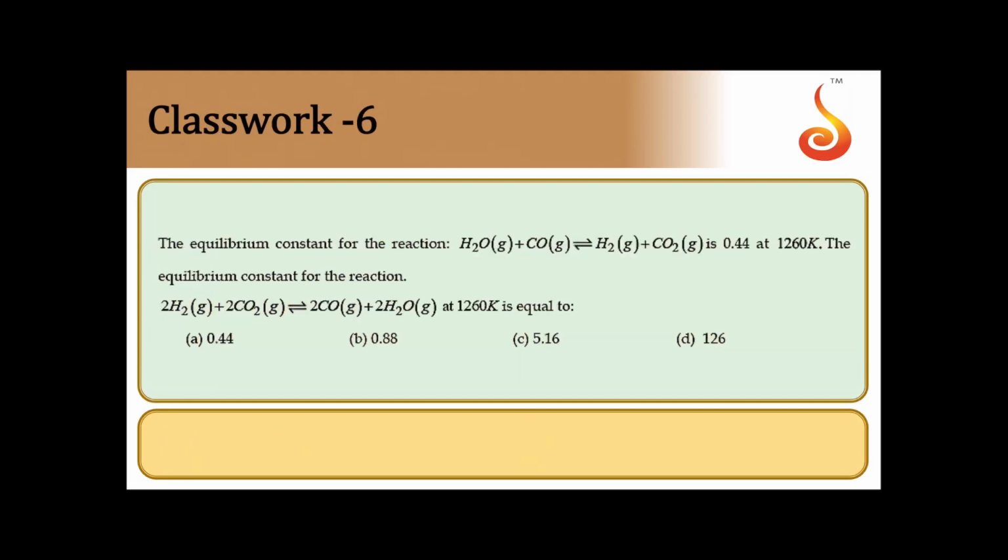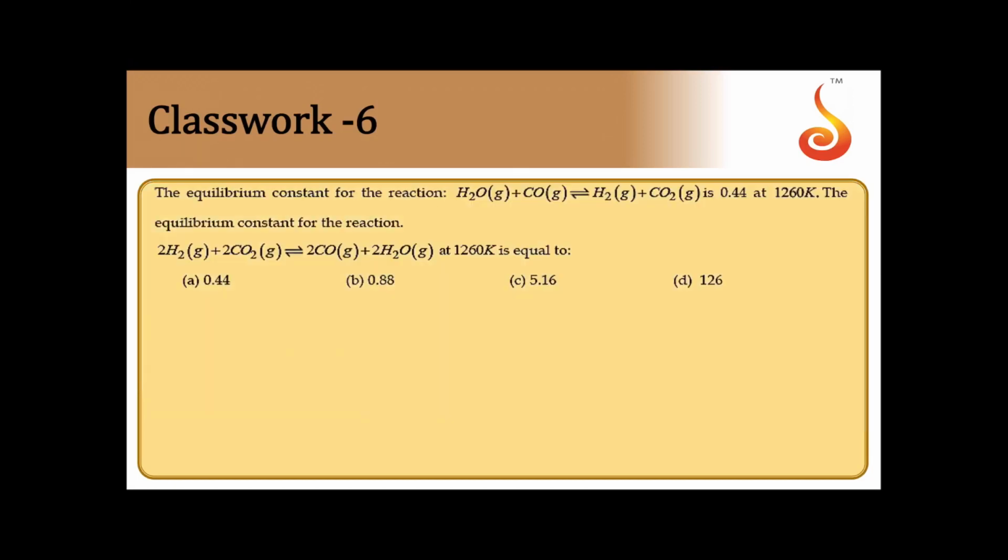Then the sixth one. The equilibrium constant for the reaction H2O plus CO giving rise to H2 plus CO2 is 0.44 at 1260 Kelvin. What is the equilibrium constant for the following reaction? Try to observe the reaction given to us. The reaction is reversed, because the reactants here became the products here and the products became reactants. The reaction is now reversed and also multiplied throughout by 2. This implies that the equilibrium constant must be inverted and squared.